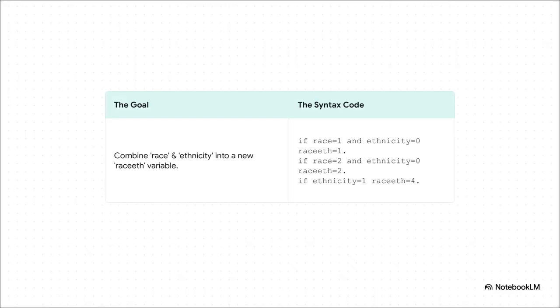First up, a common task, combining 2 different variables, in this case, race and ethnicity. With just a few lines of code, we can tell the software exactly what we want. See that? If race equals 1 and ethnicity equals 0, then make our new racef variable equal 1. It's totally clear, it's precise, and the code itself documents exactly what you did.